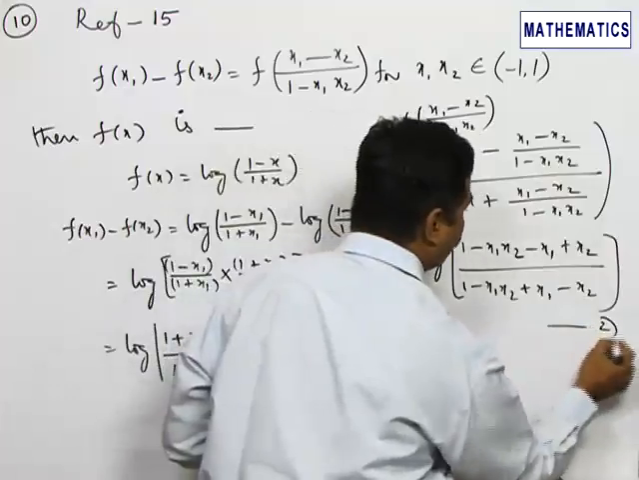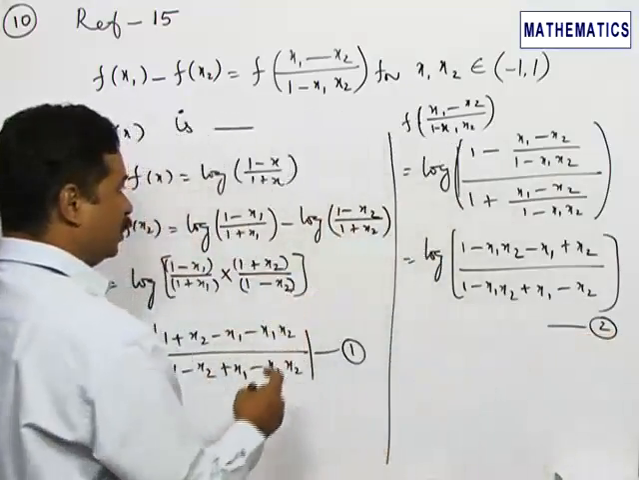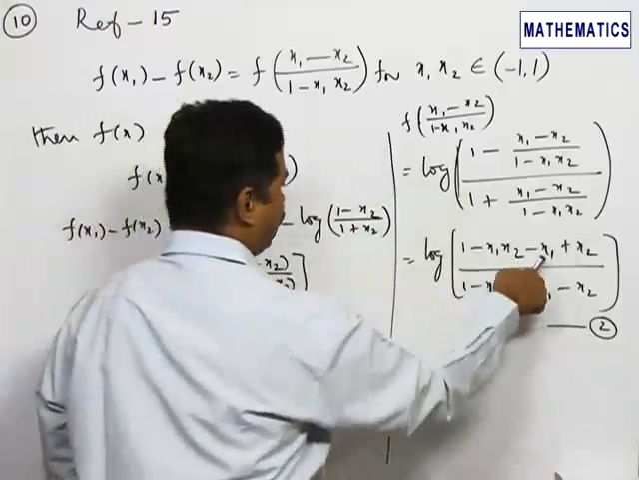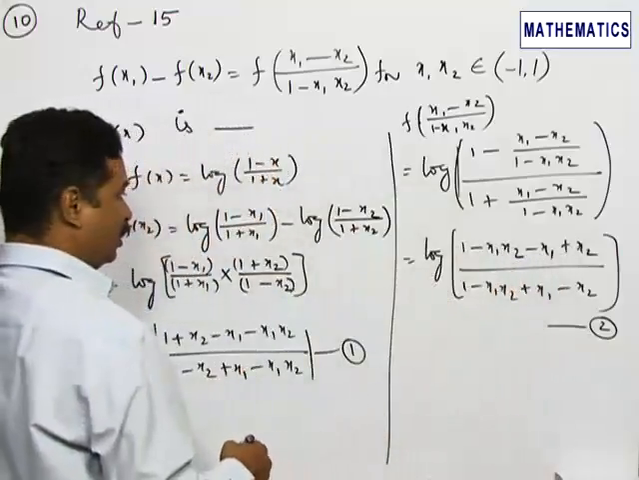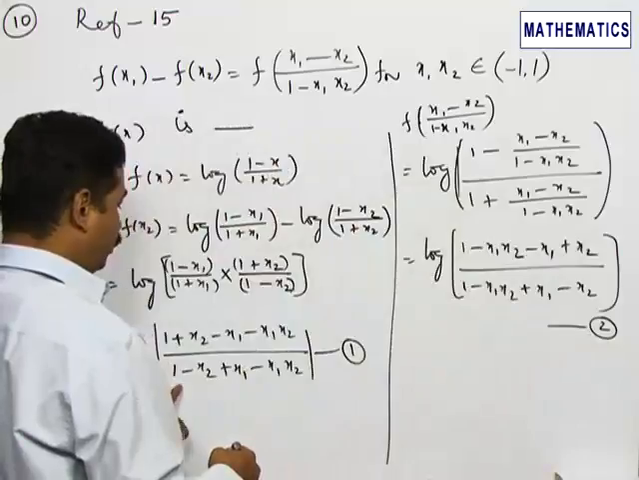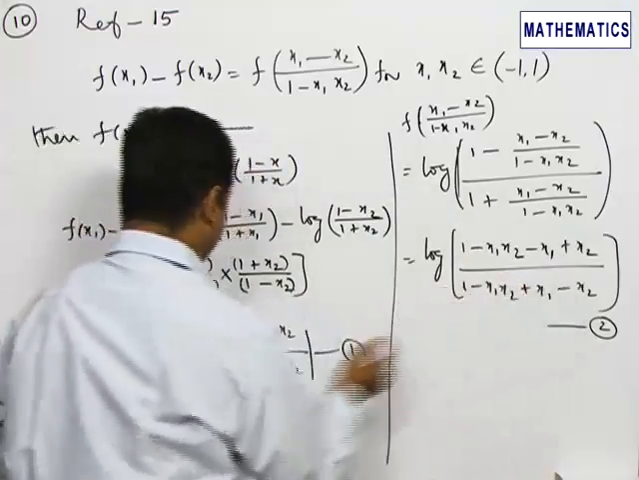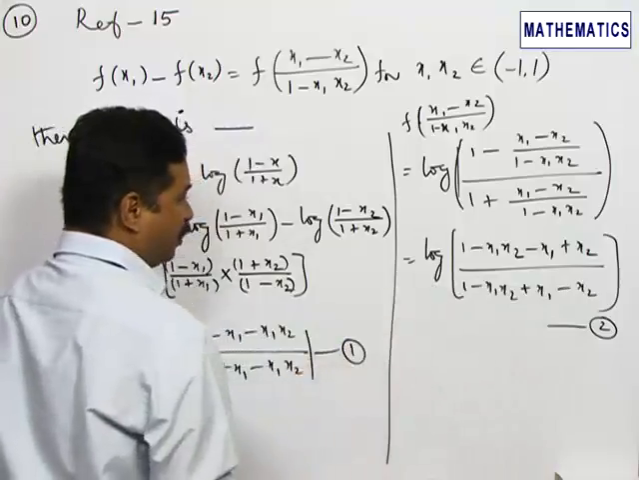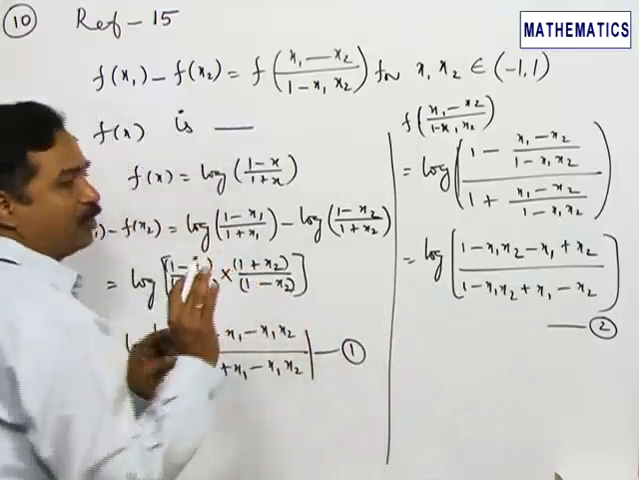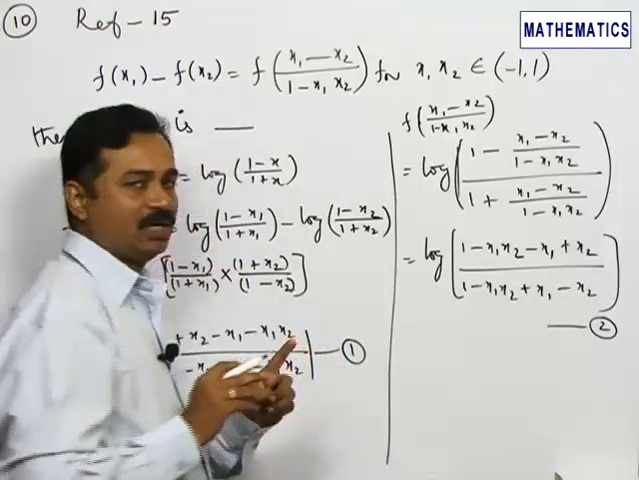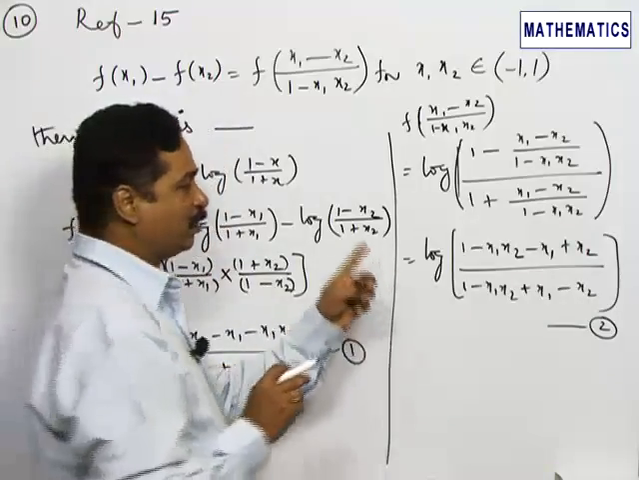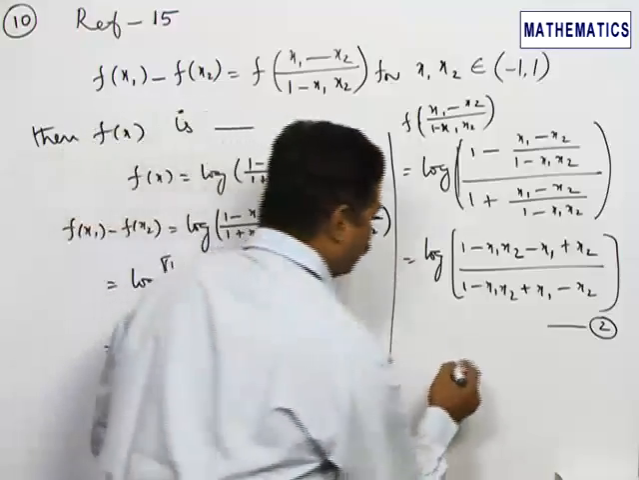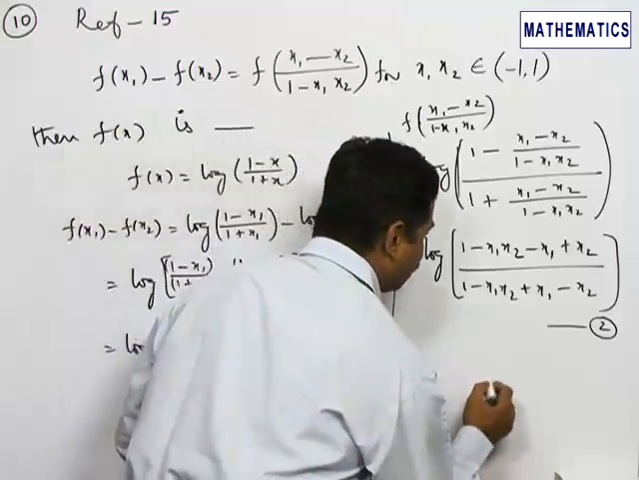Let us take these two. When comparing 1 and 2, they are going to be similar: 1 plus x2 minus x1 minus x1 x2 in the numerator. Here in the denominator, 1 minus x2 plus x1, minus x1 x2. So among the four choices, if you see the first choice, that is going to satisfy the condition, and the rest of the choices do not satisfy. So the answer is option 1.